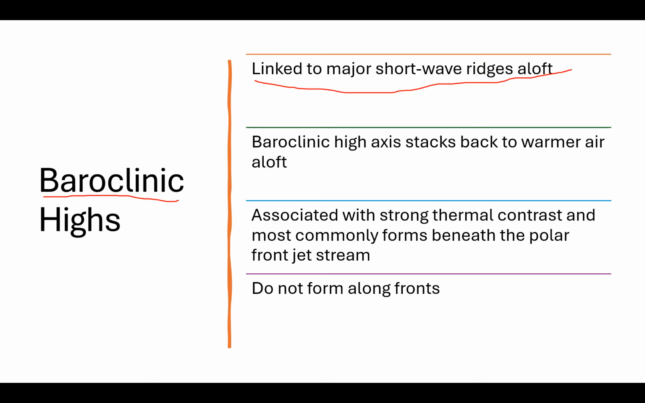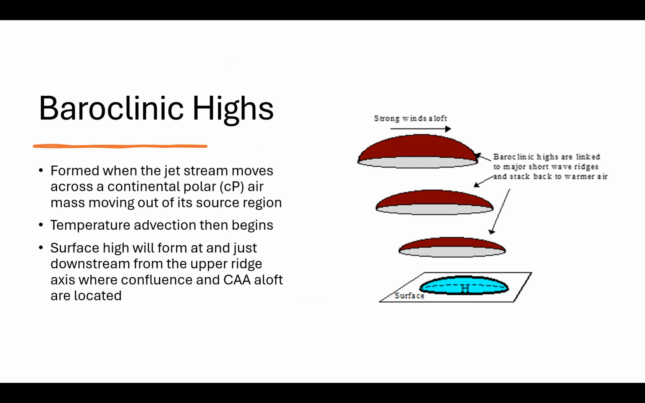Baroclinic highs stack back towards warmer air aloft. They're associated with strong thermal contrast. That's your temperature advection aspect. They most commonly are going to form directly beneath the polar front jet stream. Baroclinic highs, any type of high pressure system, are not going to be associated with, do not form along fronts. Here's an example of the baroclinic high on the right. I'll get to that here in a moment, this particular diagram.